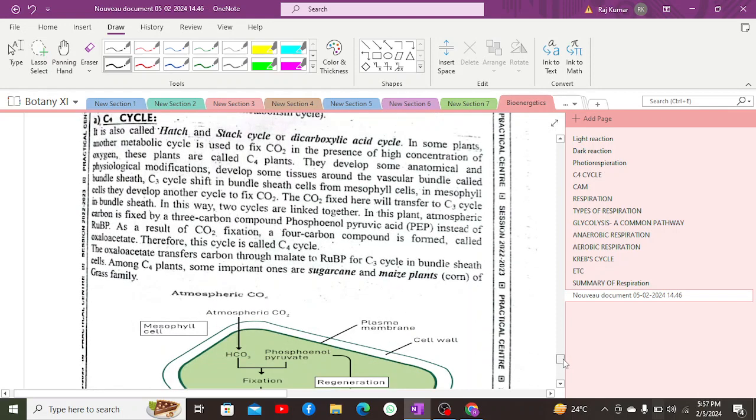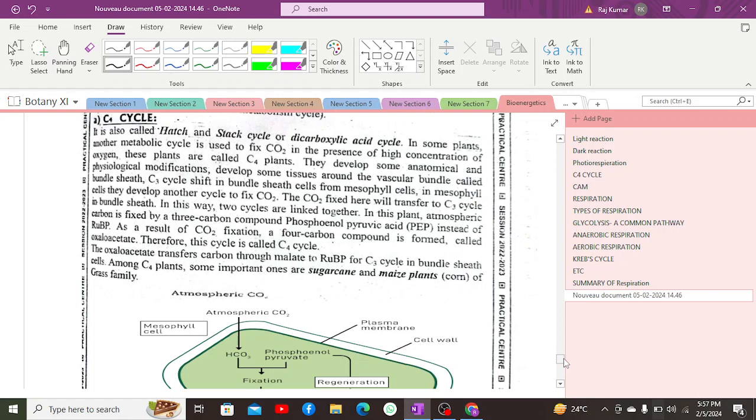First, the C4 cycle. The C4 cycle is arranged in such a manner. It is also known as the Hatch and Slack pathway. Hatch and Slack were the names of the scientists. The C4 cycle occurs particularly in C4 plants, those plants which live in dry and tropical places. C4 plant examples include Zea mays, maize, Saccharum officinarum, sugarcane, as well as Sorghum bicolor. It is also known as the dicarboxylic acid cycle.